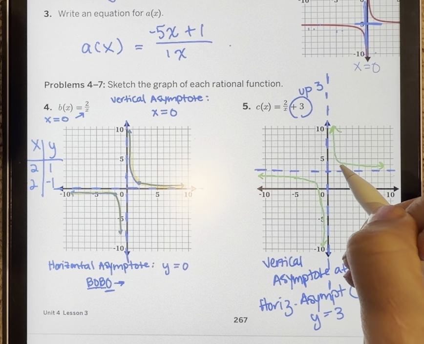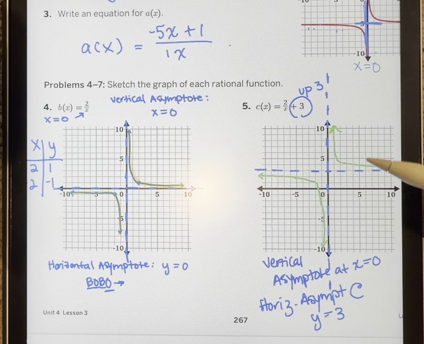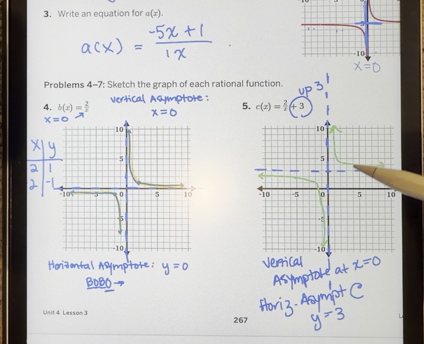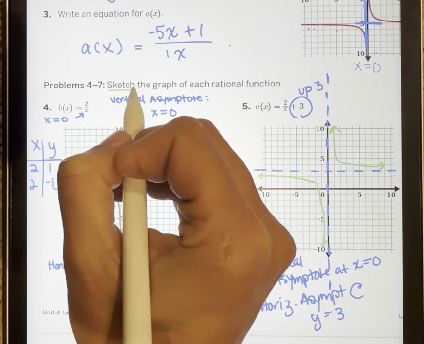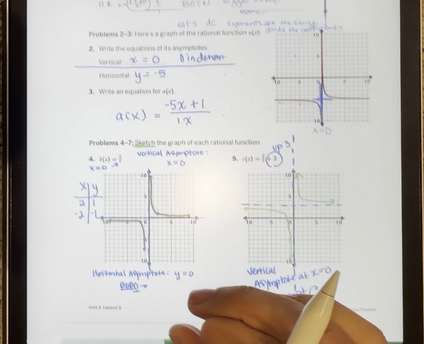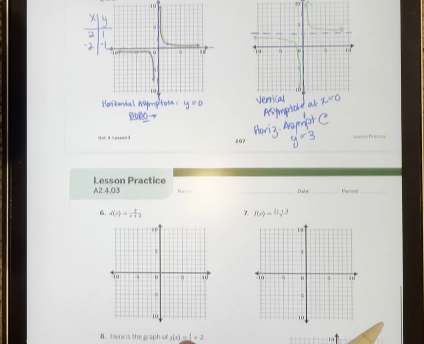We don't stress about it like that. Make sure you know where the asymptotes are. Make sure you've graphed it in the correct place. Make sure you're not touching your asymptotes. But the little details of where exactly it goes through, they said sketch. So that part is okay. A little bit of differences there is okay. All right, we're still sketching.